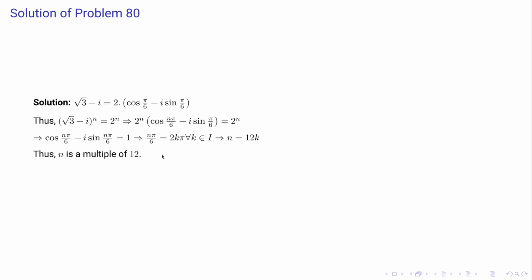So with this, we come to the end of this set of problems on complex numbers. In the next set, we will solve 10 more problems and we'll continue till we end all the problems on complex numbers.